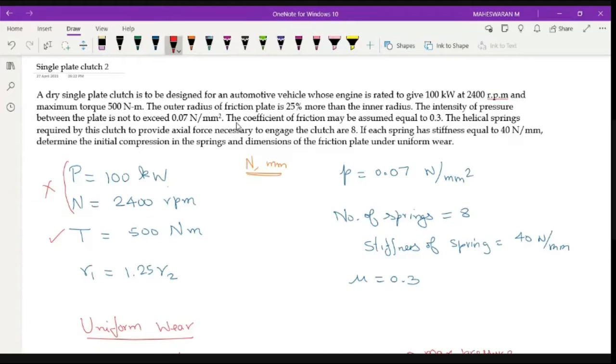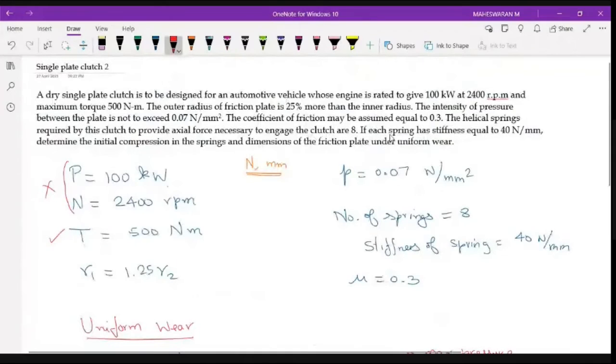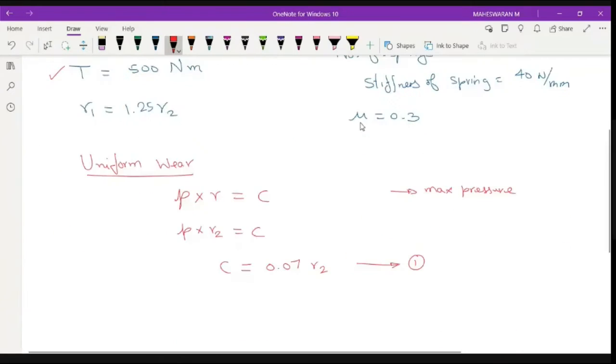Since most of the units are in different terms, meter and mm, I'm going to solve this in Newton and mm, right? Whatever we have, we will convert it to Newton and mm. Now the condition. Since it is dealing with power, and of course they also mentioned uniform wear, we are going to consider this as a uniform wear condition, right?